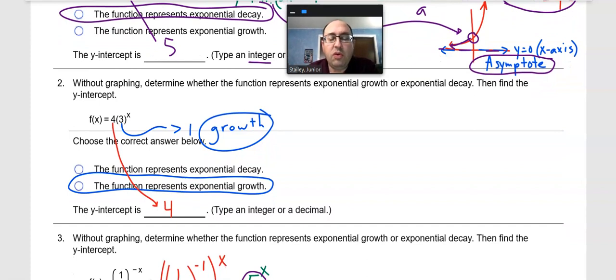Okay, question 2. Without graphing, determine whether the function represents exponential growth or decay, then find the y-intercept. Well, since 3 is bigger than 1, we know it's growth, and the y-intercept is 4.